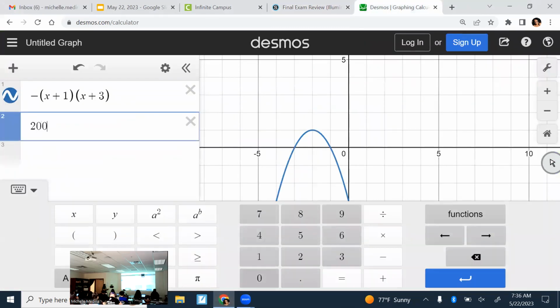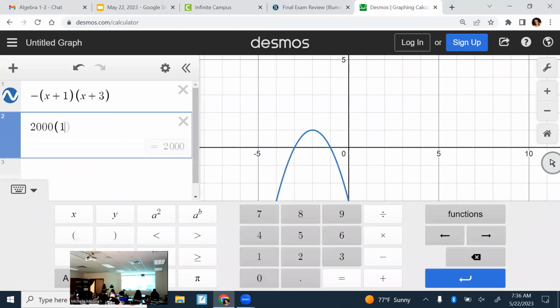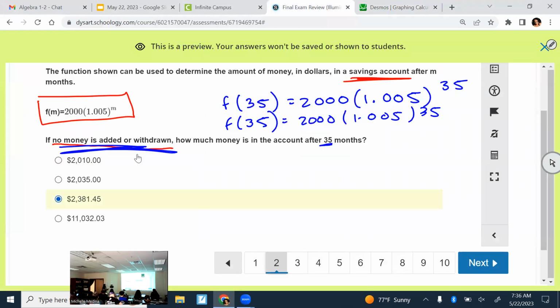So 2,000 parentheses 1.005 all to the 35th power, like that. So that's how much will be in the account. Which one matches that answer? If anyone has it on their screen. C. Okay, yep. And then it's rounded because it looks like money.